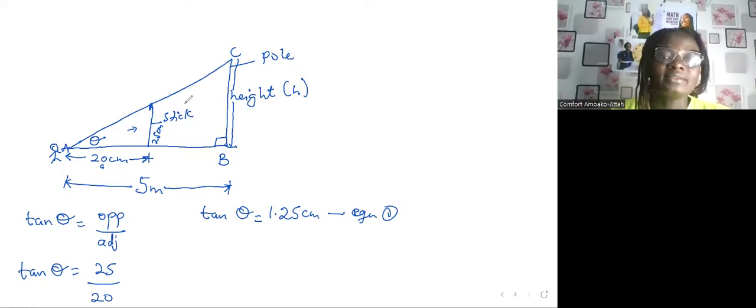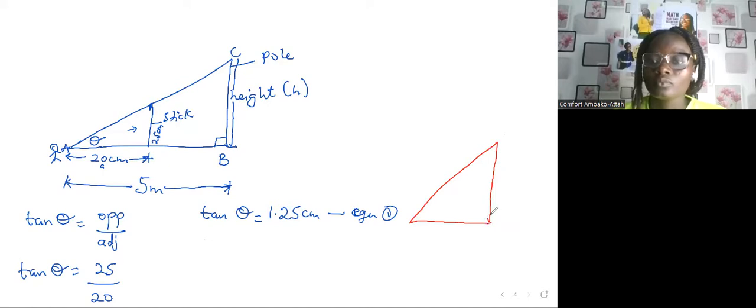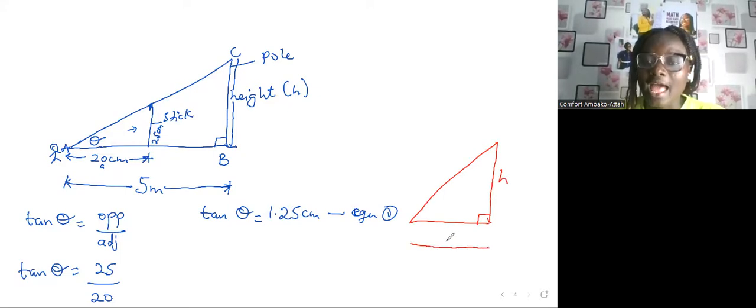Then we pick the bigger triangle. So let's pick that one, equation 2. So for the bigger triangle, we have the diagram like this. We have the height, which is unknown, and that is what we have to look for. And we have this whole length over here as 5 meters. Then we have the angle over here.